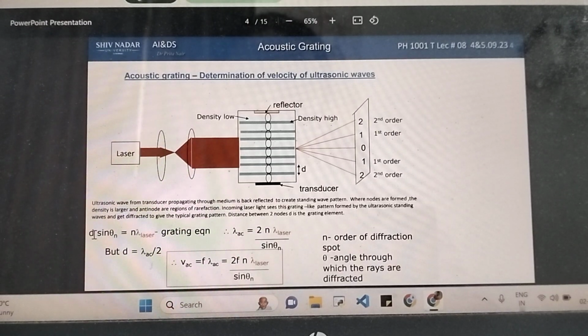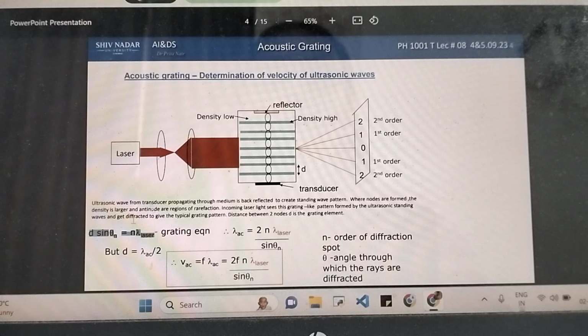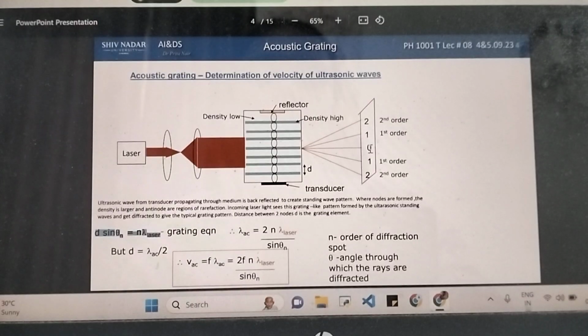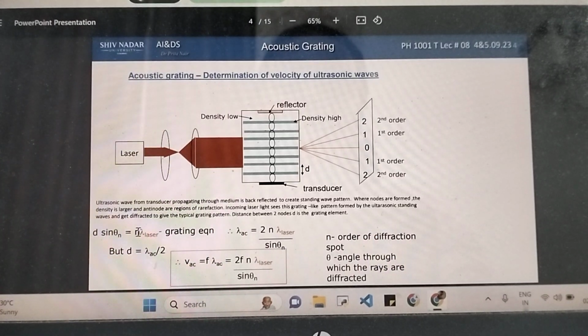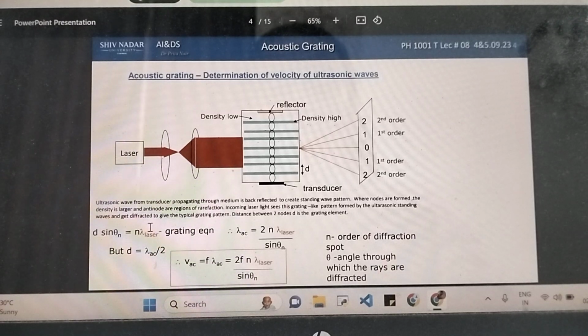For that we have an equation, d sin theta equals n lambda laser. This is called the grating equation. What are these quantities? d is the distance between any two light spots on the paper. Sin theta is the angle between those two rays. For example, if I am taking the 0th and 1st spots, the distance between them is d, and the angle between those two rays is theta. n is the order of the spot, meaning the first spot is first order, the second spot is second order, and so on. And lambda laser is the wavelength of the laser light.